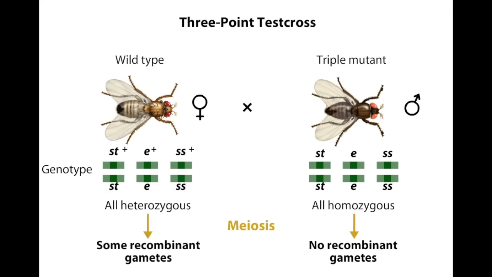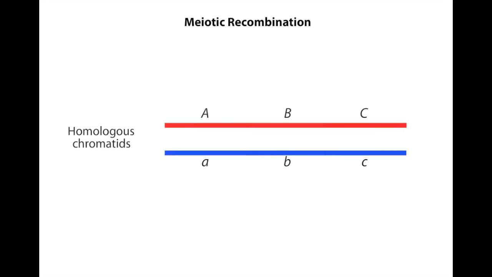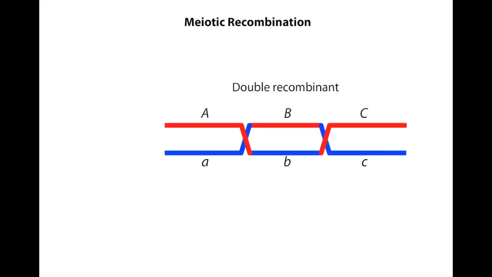Let's take a look at crossing over during meiotic recombination. Recall that in a 3-point cross, 2 crossovers are needed to produce a double recombinant during meiosis, 1 on each side of the middle gene locus. As a result, double recombinants are the least common meiotic products.